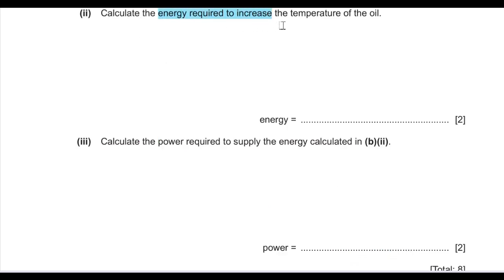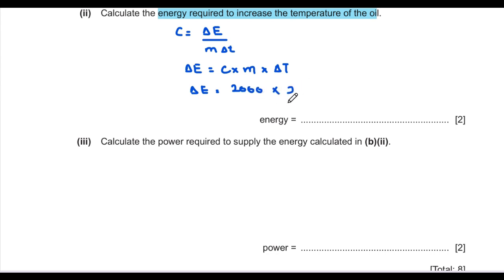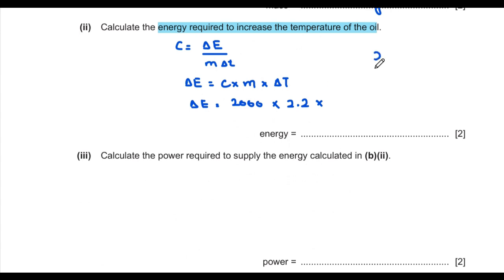The second part says calculate the energy required to increase the temperature of the oil. As the specific heat is given in the question, I can use the specific heat energy formula and rearrange it with respect to energy. So it would be specific heat times mass times change in temperature. Specific heat is 2000, the mass that we have just calculated is 2.2, and the temperature was going to increase from 20 degrees Celsius to 180 degrees Celsius.